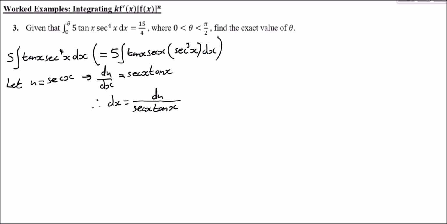Okay, so u is sec x. So we can now transform this integral. So 5 on the outside, integral of tan x. I'm going to rewrite sec to the power 4 as 1 sec times sec cubed, like I've done here. So I've got tan x sec x, but just remember that u is sec x. Sec cubed x I can rewrite as u cubed.